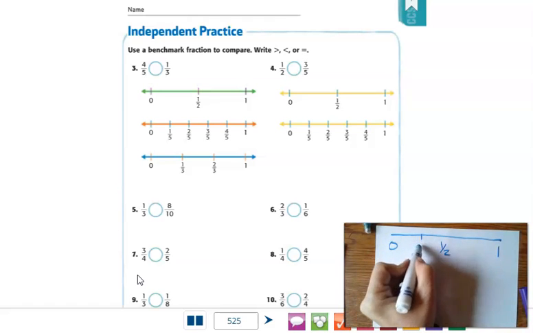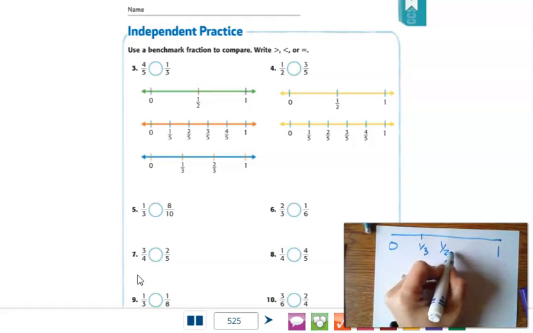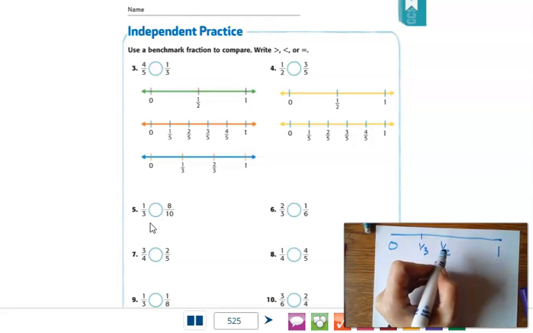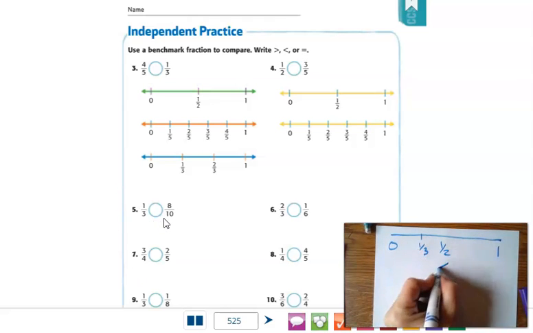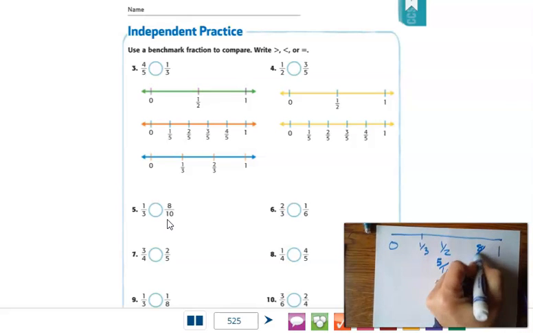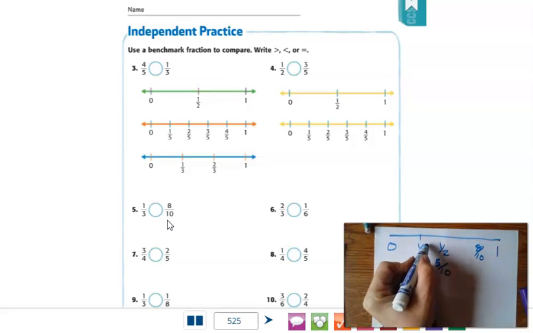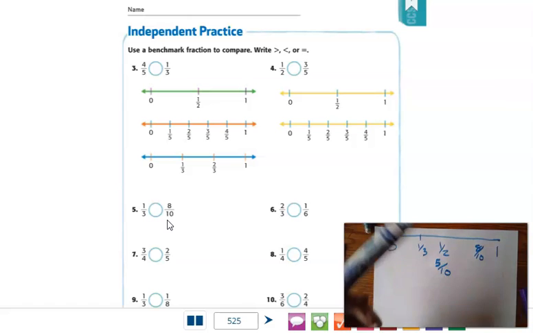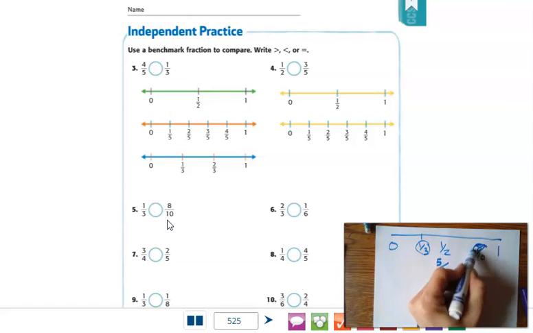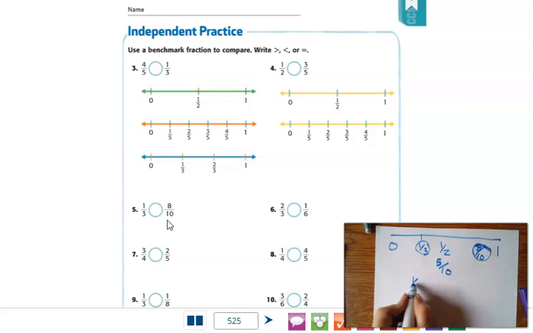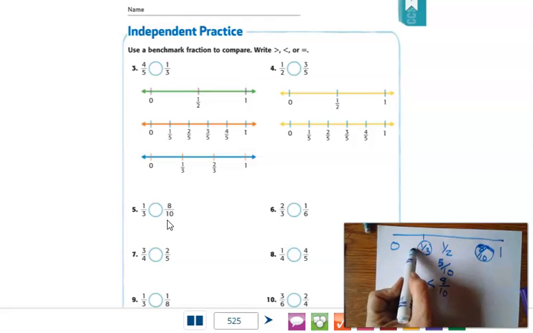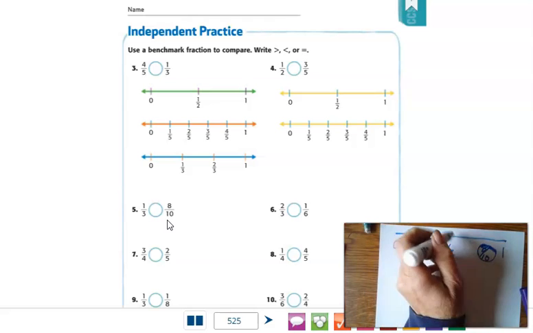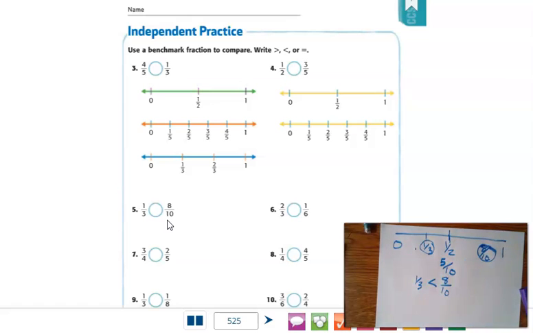I know that 1/3 is going to be on this side. And now I'm looking at number 5, by the way. I've got 8/10. Half of 10 would be 5. So if I'm looking at 8/10, 8/10 is going to be on this side. So if I'm comparing 1/3 and 8/10, 1/3 is going to be less than 8/10 because the 1/3 is on the left of the half, the 8/10 is on the right of the half.